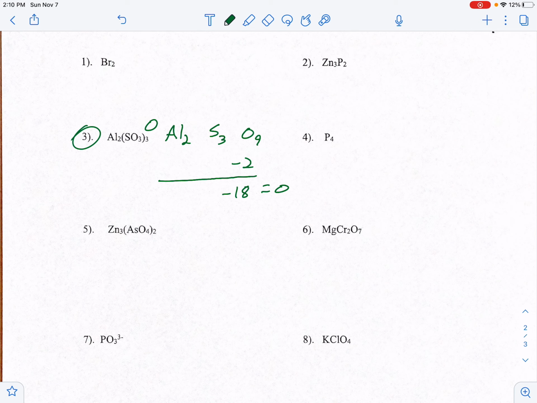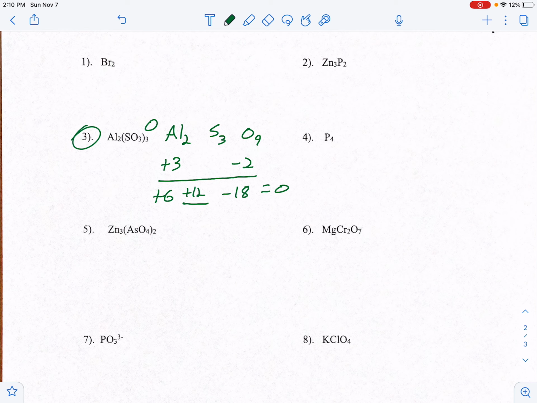My next step is to move on to a metal if I have one, something that's not attached directly to that oxygen, which would be aluminum. If you look up aluminum on the periodic table, each one has a charge of plus 3. So 2 times positive 3 would give me plus 6. Now I need to figure out, 6 plus what, minus 18 gives me 0? Well, 6 plus 12 minus 18 would give me 0.